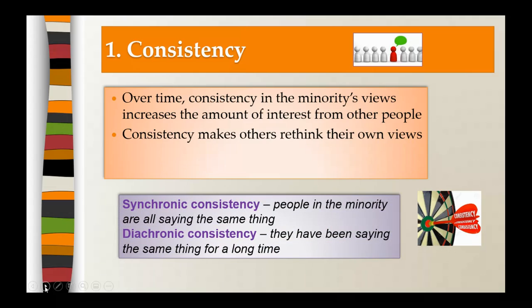There are 2 types of consistency. There's synchronic consistency and there's diachronic consistency. So one is where people in the minority are all saying the same thing, and then diachronic is where these people have been saying the same thing for quite a long time.